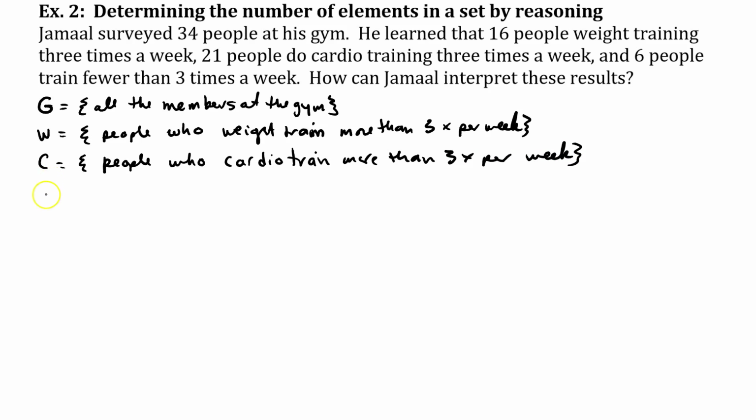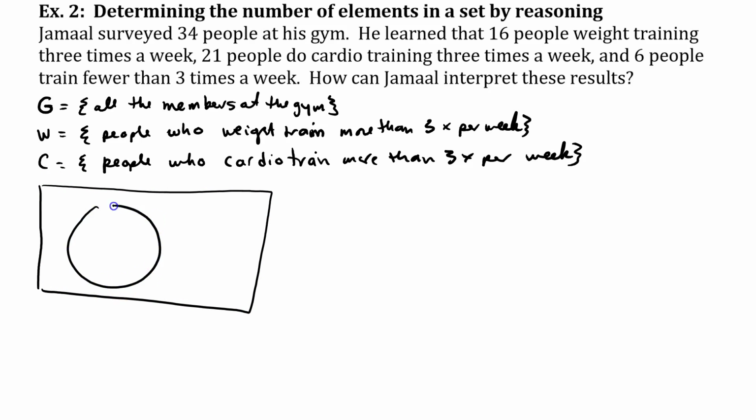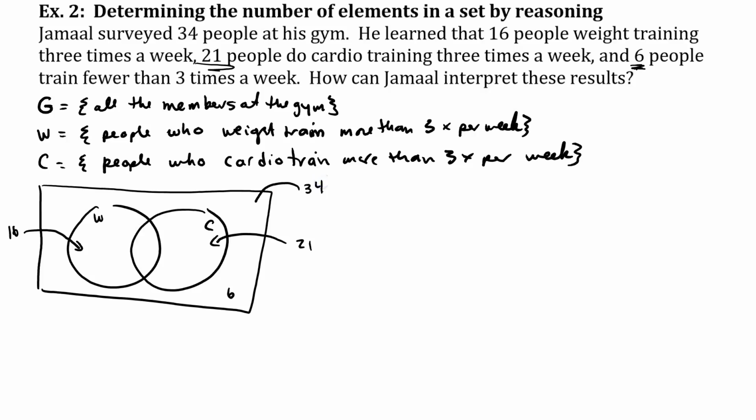All right, let's draw a diagram here. So we know that this is our W. We know that this is our cardio. We know that 6 people train fewer than 3 times a week, so the complement of the union of W and C would have 6. We know that the total in C is 21, the total in W is going to be 16, and the total in the gym is going to be 34.